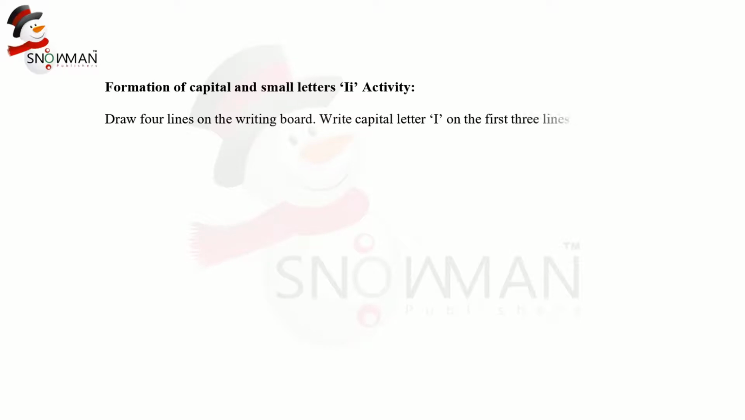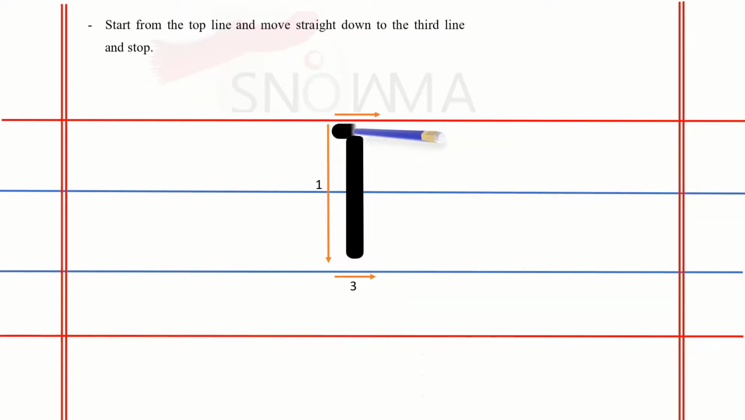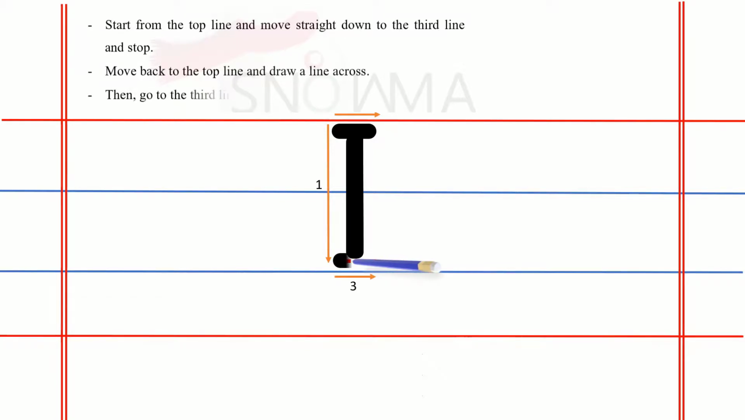Formation of capital and small letters I activity. Draw 4 lines on the writing board. Write capital letter I on the first 3 lines and give instructions. Start from the top line and move straight down to the 3rd line and stop. Move back to the top line and draw a line across. Then go to the 3rd line and draw another line across.